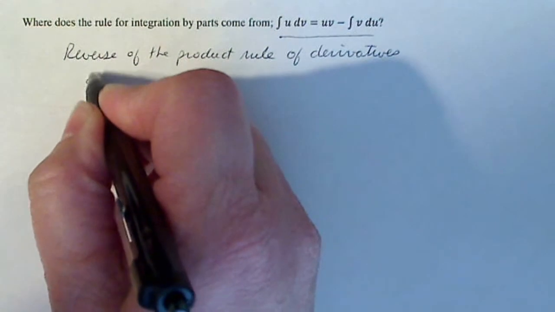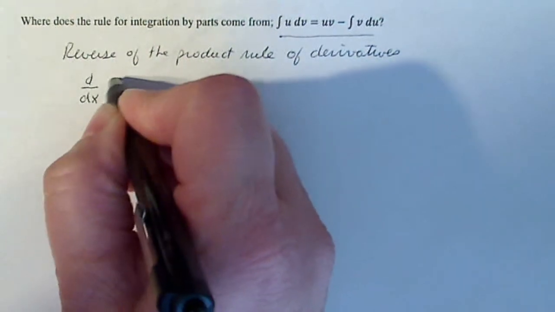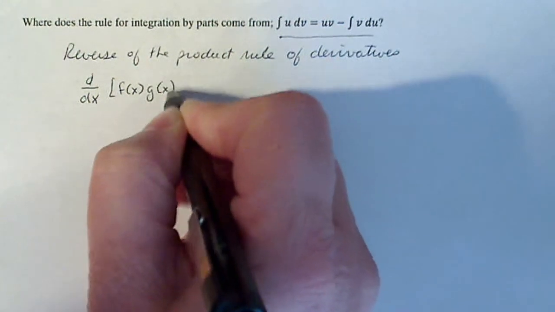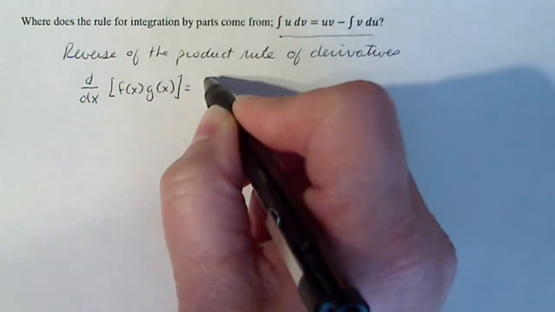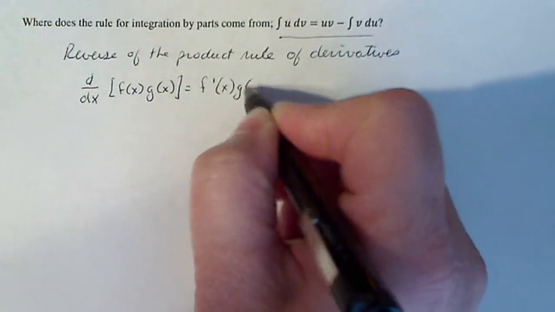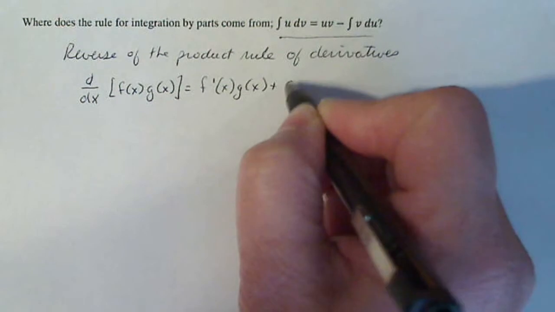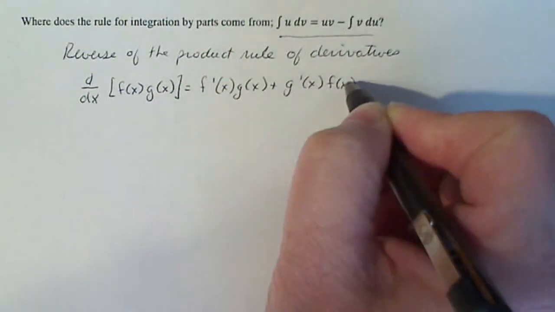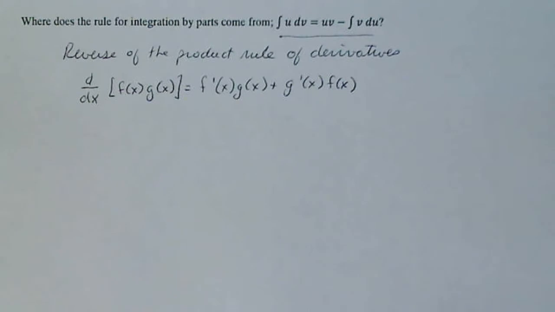So I'm going to take the derivative with respect to x of a product of two functions, f of x, g of x. Now this is something we should know at this point. So the derivative of that product is f prime of x, g of x, plus g prime of x, f of x.